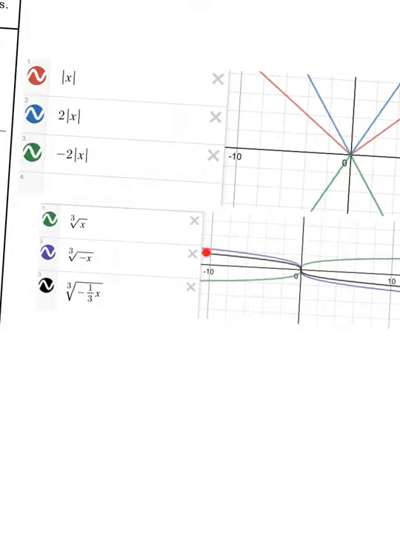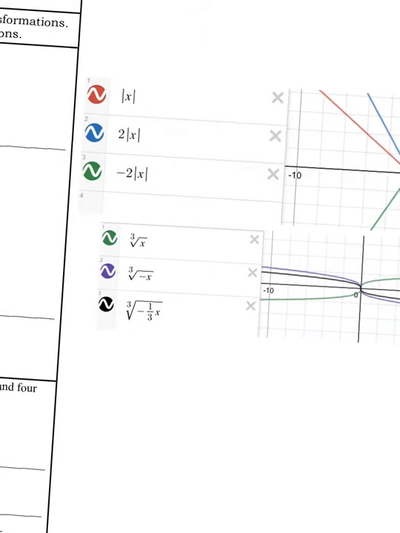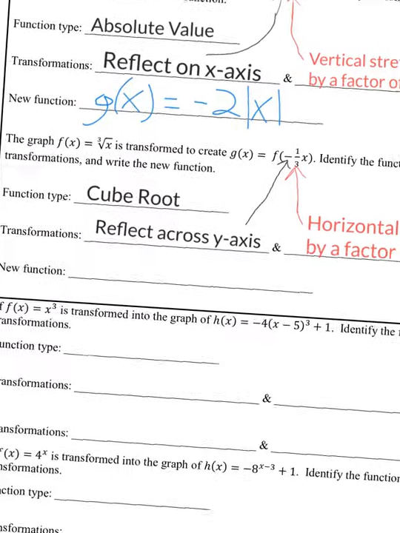And then the 1/3 should make it look like you pulled on it from the sides. And it does look skinnier, like we pulled on it from the side. So the picture justifies our answer.